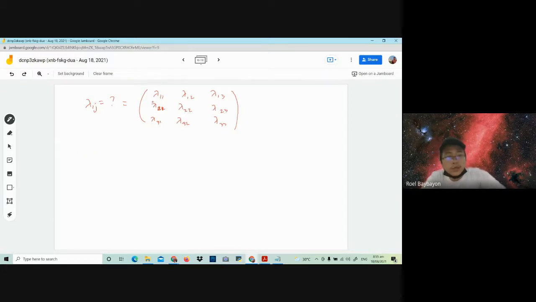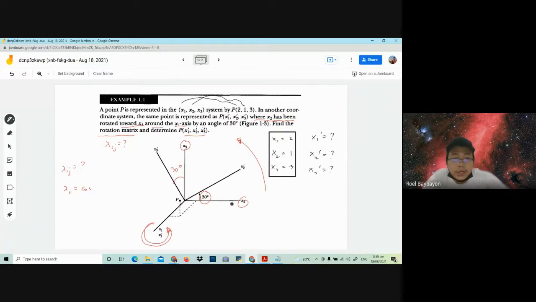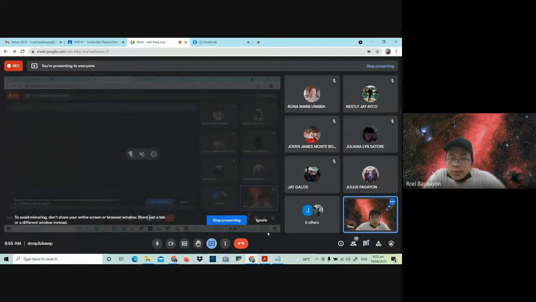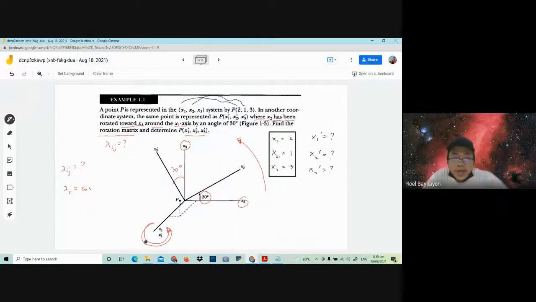Lambda 1 1 is the cosine of x1 prime and x1. So this is equal to the cosine of the angle between x1 prime and x1. What is the angle between x1 prime and x1, based on this figure?